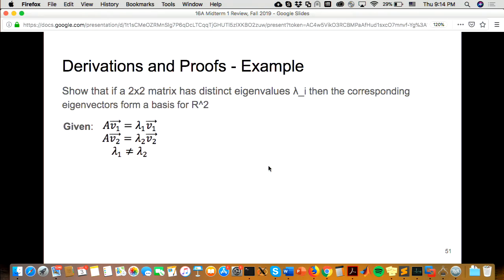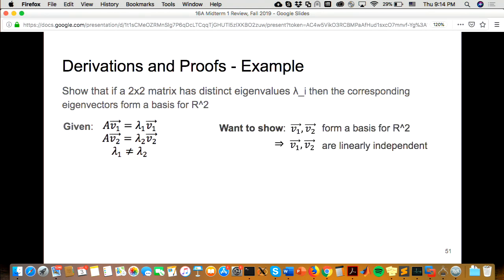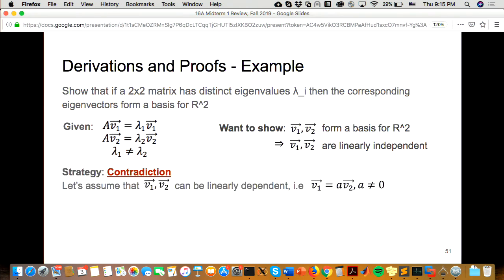What I want to show is that V1 and V2 form a basis for R2. What does that imply? That they are linearly independent. If I show that, then I'm done. They do form a basis. Now, my strategy here is going to be contradiction. I'm going to assume that they are linearly dependent, that there is an alpha, non-zero, such that V1 equals alpha V2.